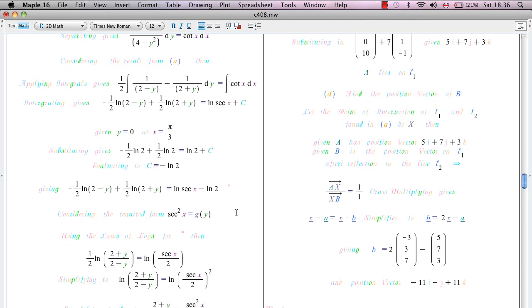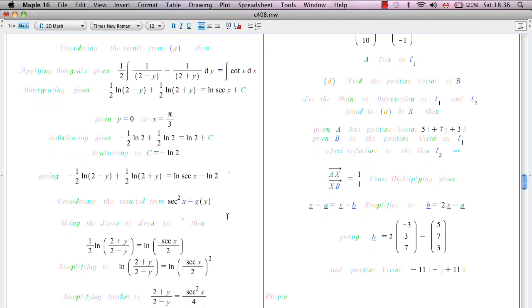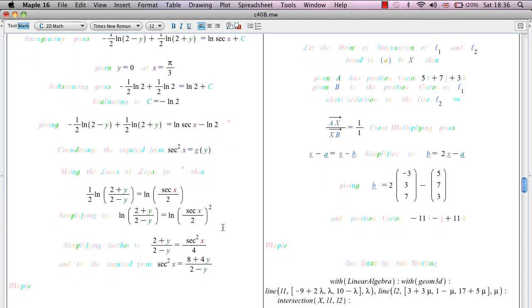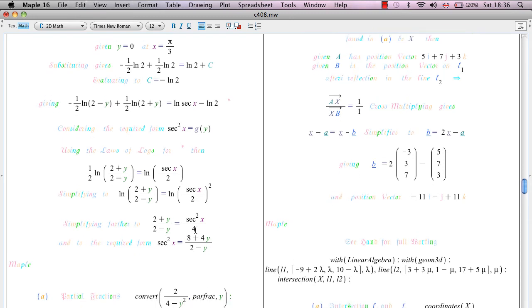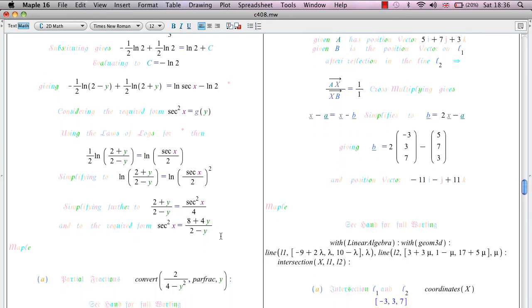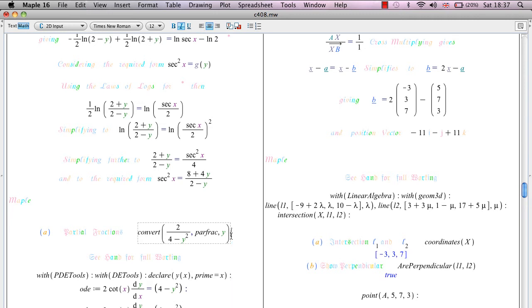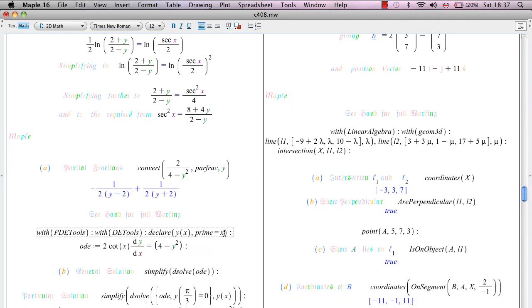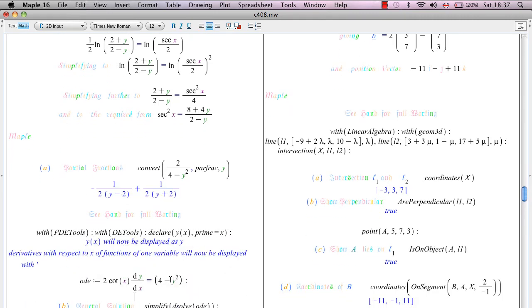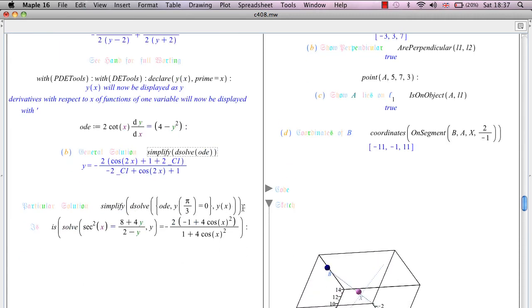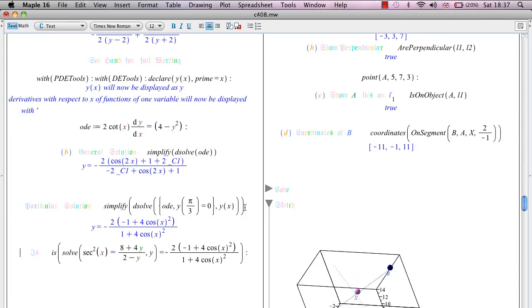So considering the required form, using the laws of logs on our general solution and simplifying gives this expression, and simplifying to the form required. Partial fractions in A, the general solution and the particular solution.